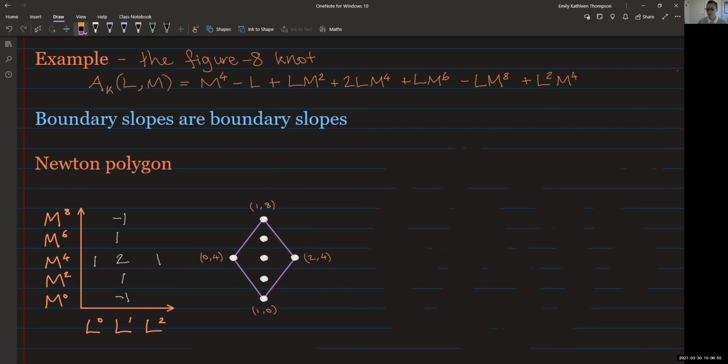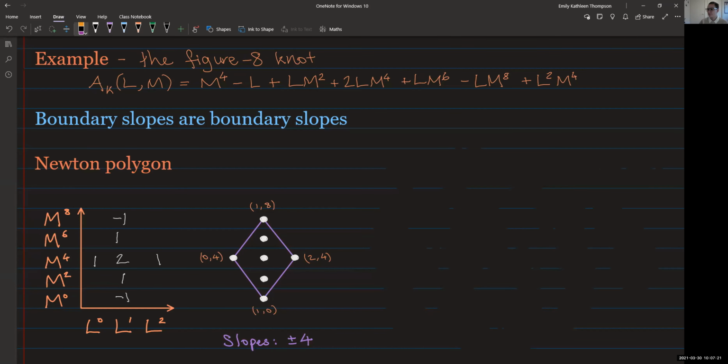Okay, and so once we've done that, we look at where all of these non-zero coefficients are, we give a point for each one, and they're in this layout here, and then we take the convex hull of this thing, and we get this polygon. This is the first notion of a boundary slope. We can look at the slopes of these boundary edges. And in this case, they are plus and minus 4.